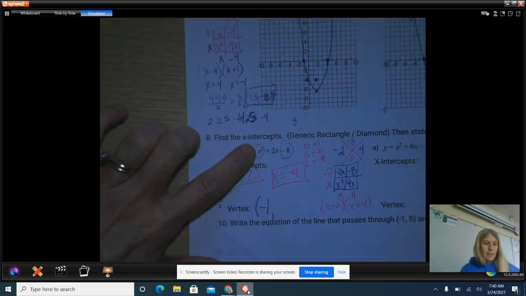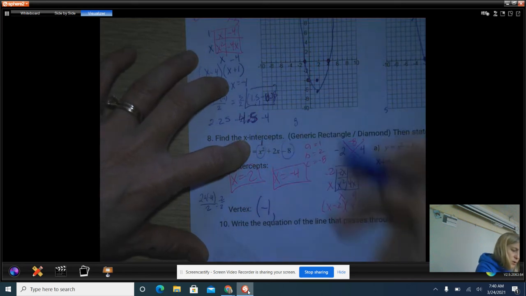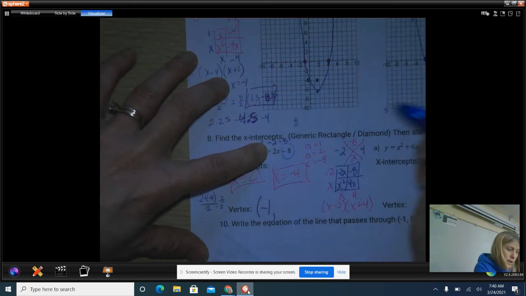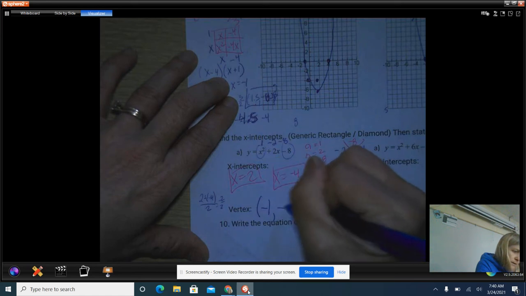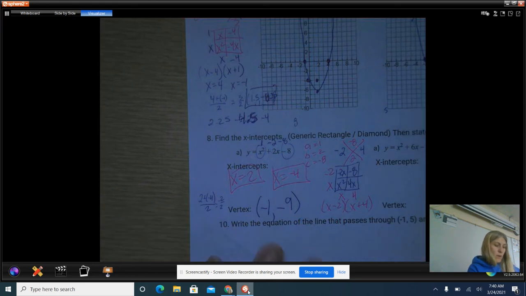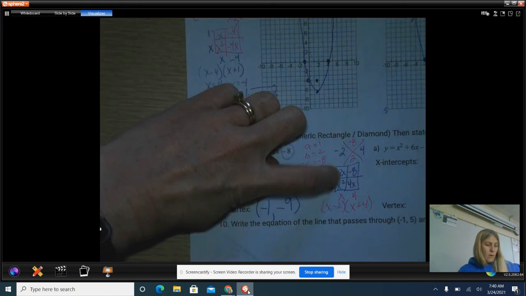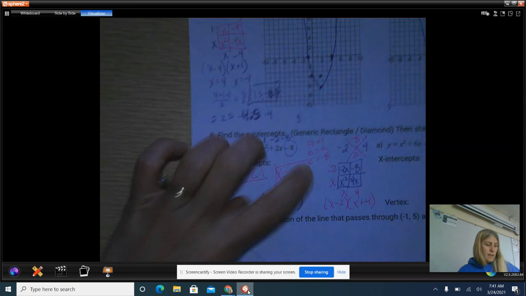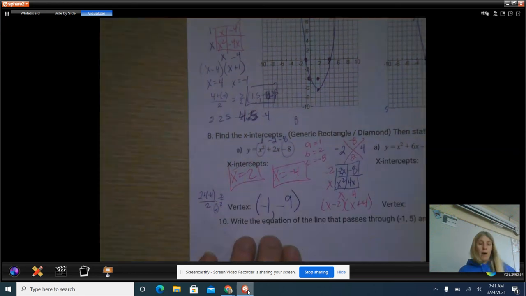We're now going to plug this in. -1 squared is 1. -1 times 2 is -2 minus 8. 1 minus 2 is -1, and -1 minus 8 is -9. Okay, so that is our vertex. So 1 point for the diamond, 1 point for the generic rectangle, 1, 2, 1 point for product form, that's 3, 4, 5, 6, 7. So 7 points for part A.